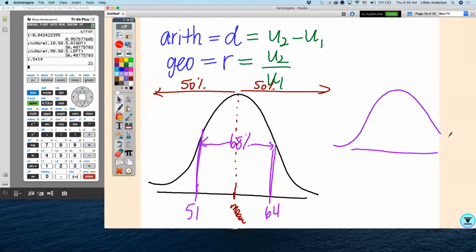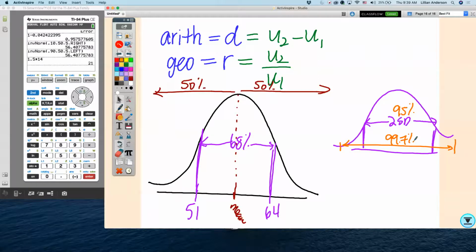Oh, that is 13.5%. No, the full way. Two standard deviations. Oh, 95%. And then three standard deviations was? 100? Not 100, not 98. 99.7. That was three standard deviations.